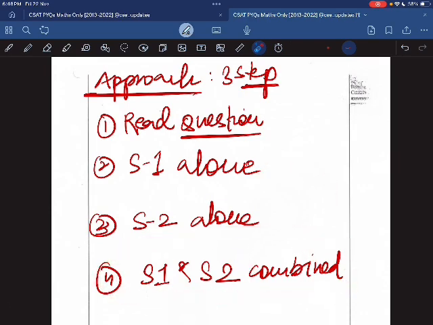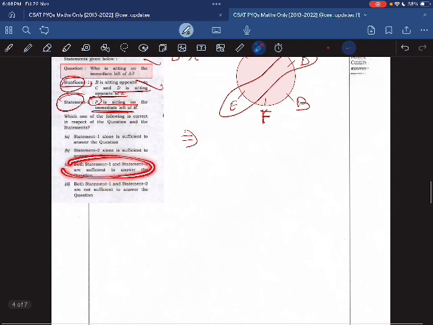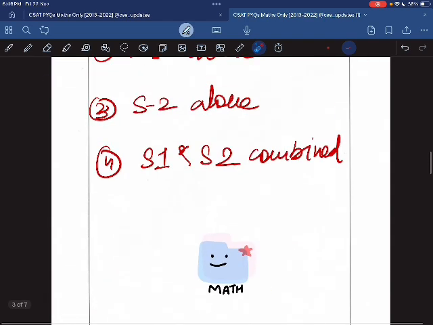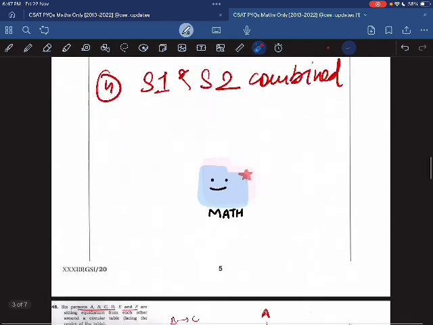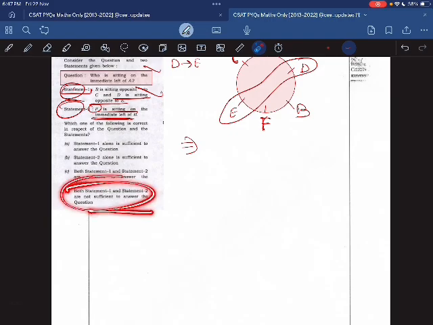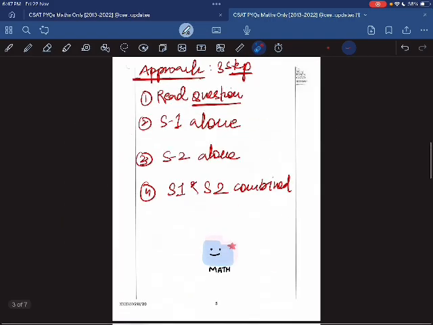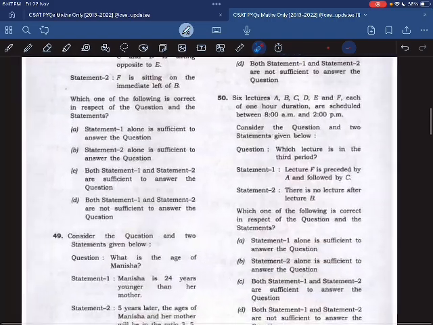Okay, so if statement 1 and statement 2 combined can answer the question, that is very good. So we can say that both statements 1 and 2 are sufficient to answer. But if both the statements are not sufficient to answer the question, then we can definitely say that both statement 1 and 2 are not sufficient to answer the question. So this is the proper way you can solve the question.